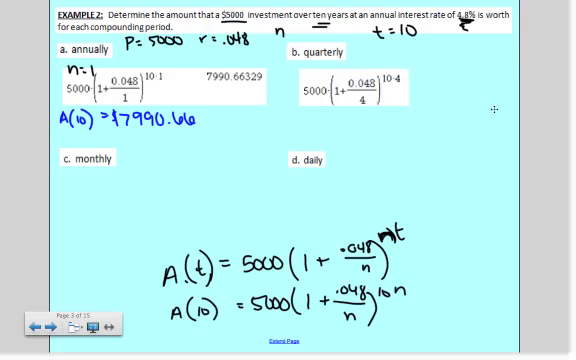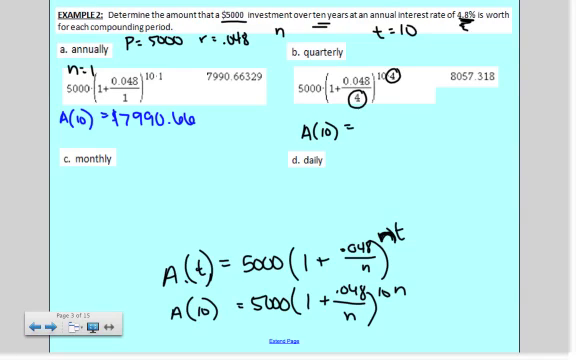Now let's look at quarterly. Quarterly is 4 times a year. The only thing that changes in the problem is that everywhere you had a 1 for N becomes a 4, because that represents the number of times per year. This one right here changes to a 4, and this one right here changes to a 4. So A of 10 when we have a quarterly rate is $8,057.31. Remember, we're at a bank, not a place that will give you money.